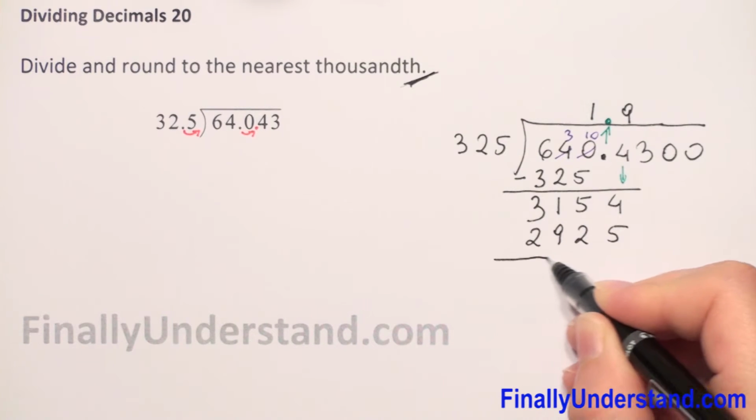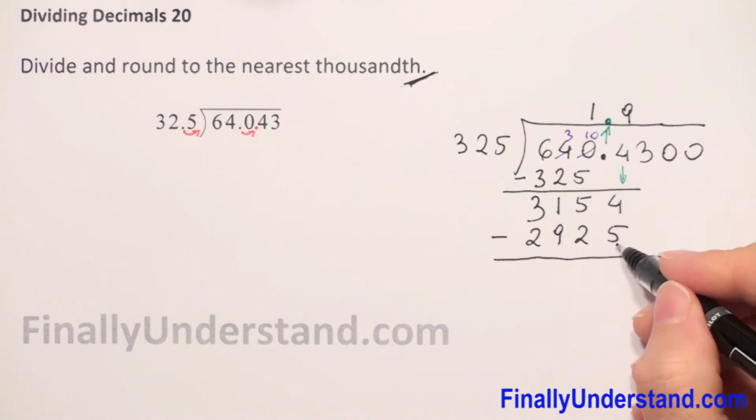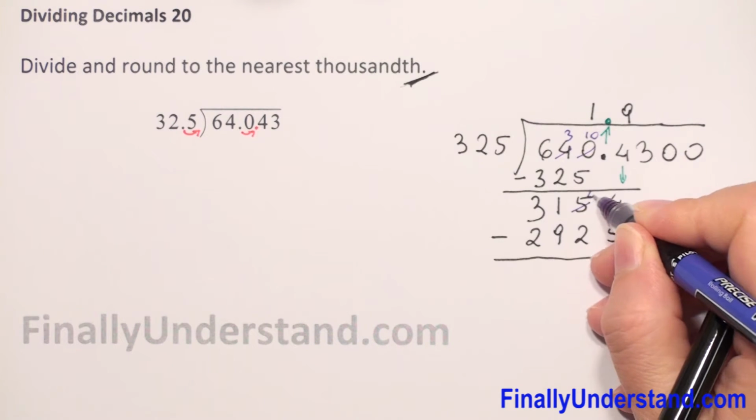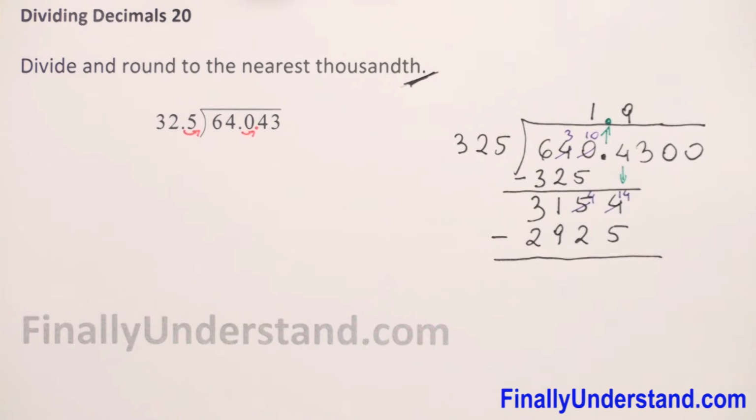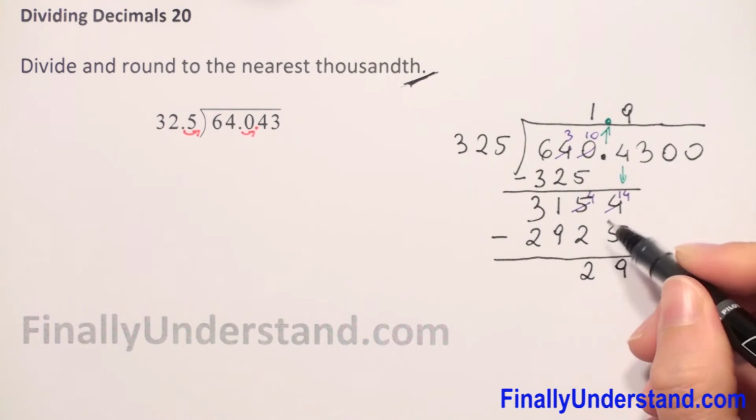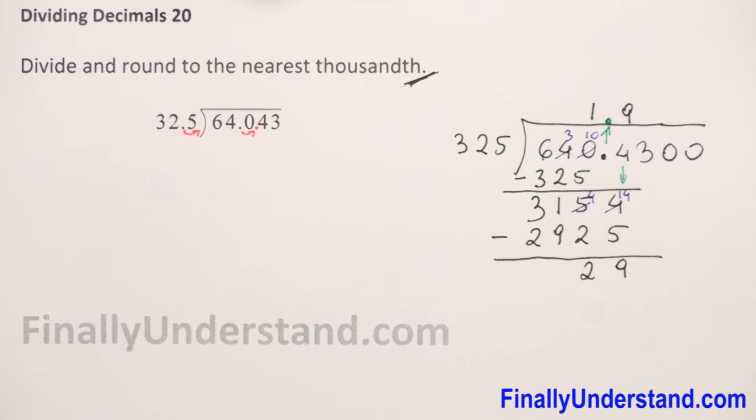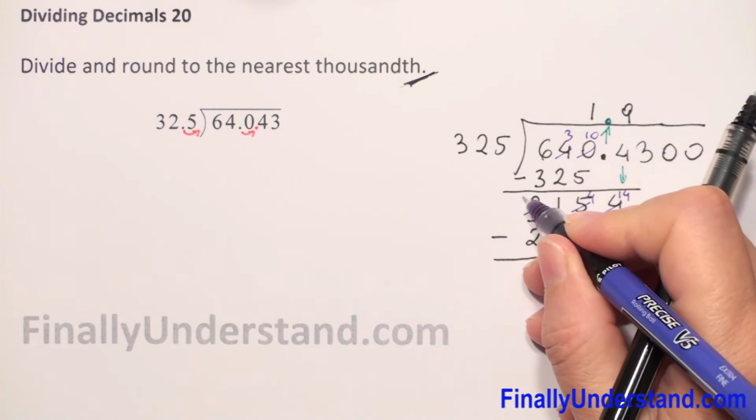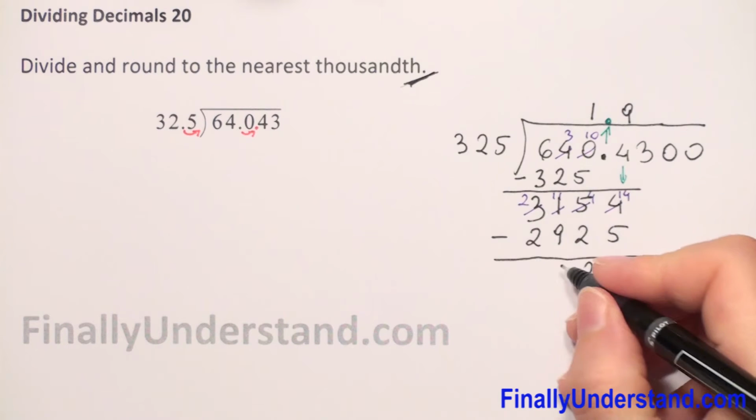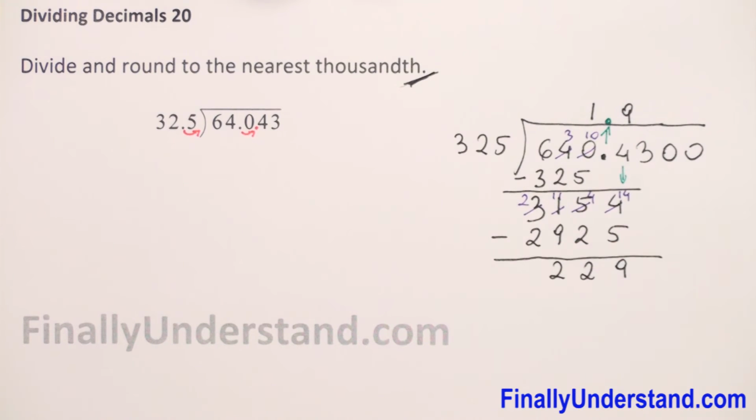2925. Subtraction. 4 minus 5 we cannot do, so we will borrow 1 from 5, so it will be 4, and at the end we will have 14 minus 5 is 9, 4 minus 2 is 2, 1 minus 9 we cannot do, so we borrow 1 from 3, so it will be 2, and we have 11. 11 minus 9 is 2. 2 minus 2 is 0, you don't have to write it. What next? We have to take down the next digit.